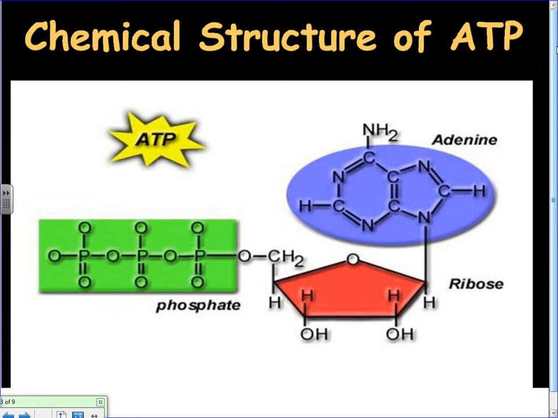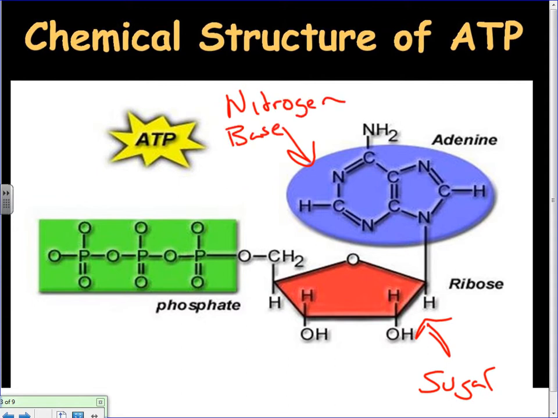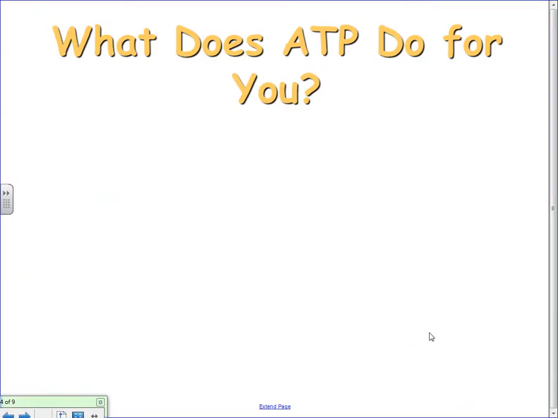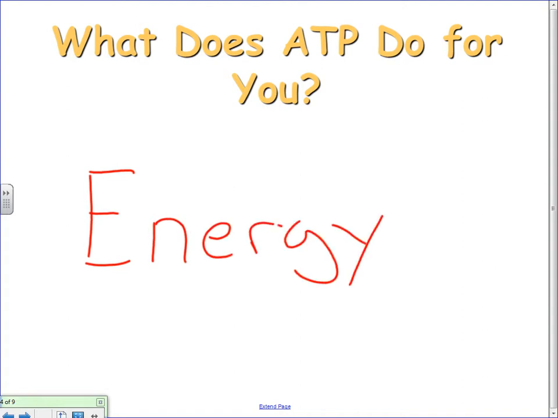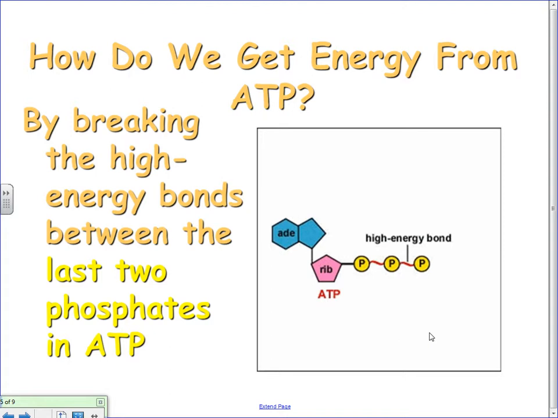So this is the chemical structure of ATP. A couple things to note. ATP has a ribose sugar. It has a nitrogen base, and it's adenine. And it's got these three phosphate groups. So ATP, what does it do for us? ATP supplies our body with energy.